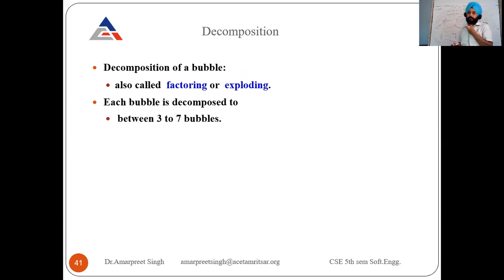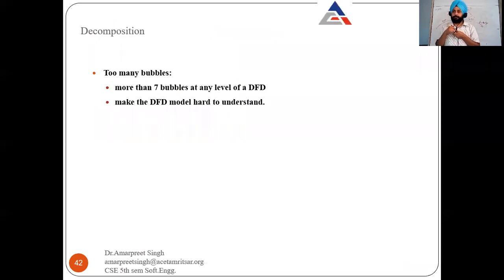Each bubble is generally decomposed into 3 to 7 bubbles. Next. If we have too many bubbles, that is a problem. If we have very few bubbles, that is also a problem. More than 7 bubbles at any level of DFD is not considered good structuring, and it makes the DFD model hard to understand.